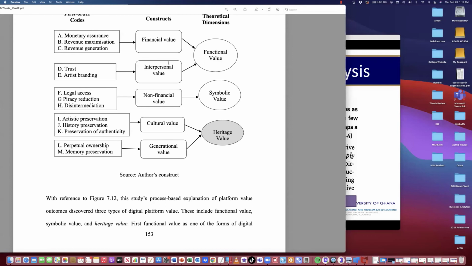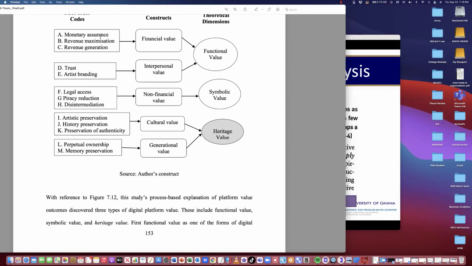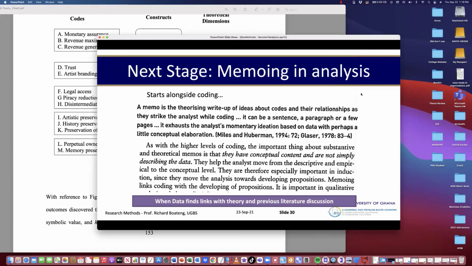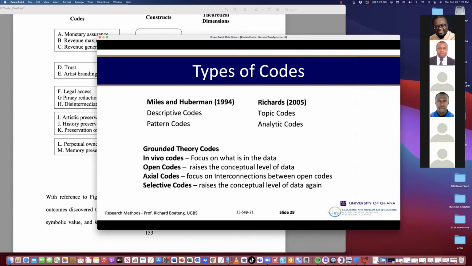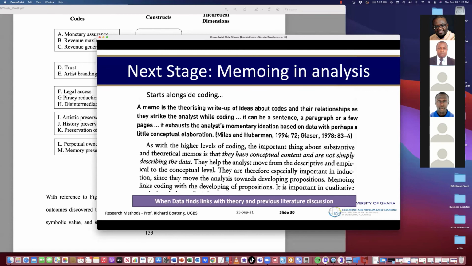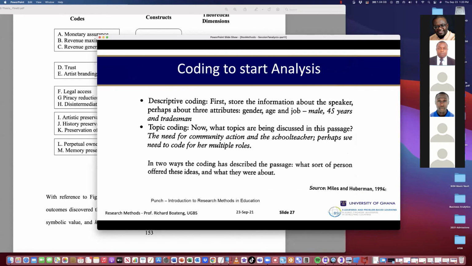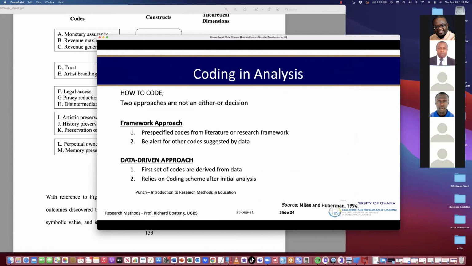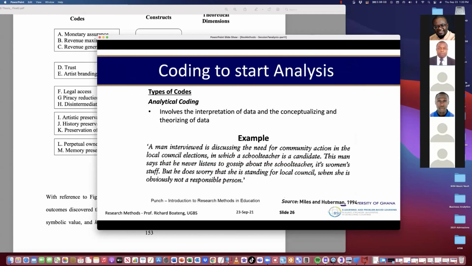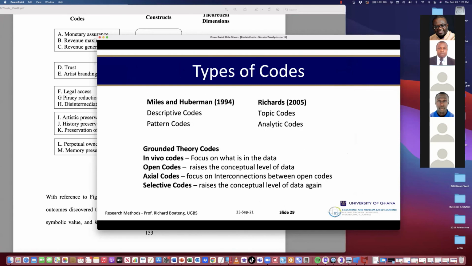So financial and interpersonal were part of what he talked about. But to be able to identify them, he identified them just in the study, and that led to this. That's why I said that you can be informed by the theory, or you can be informed by the data. I hope I've answered your question.